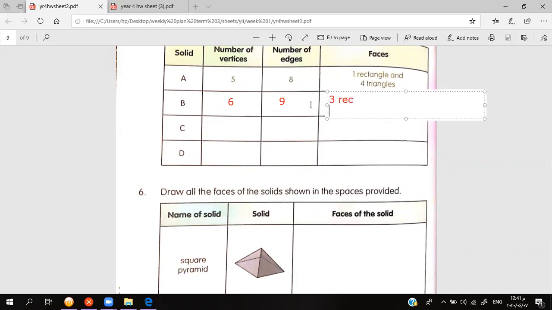Three rectangle and two triangle. Okay, guys, this is the correction of number B. Now let's do number C.